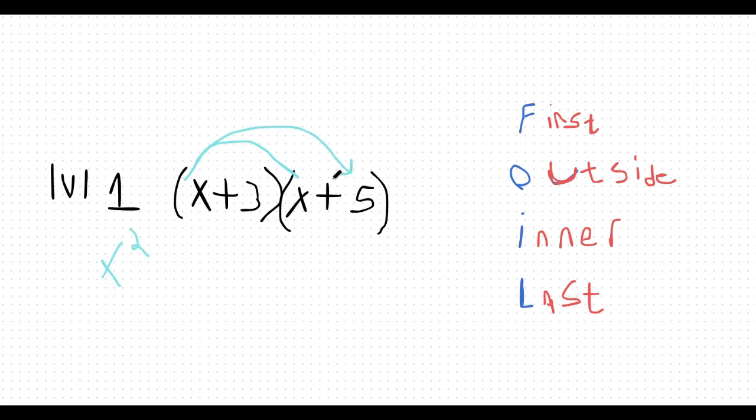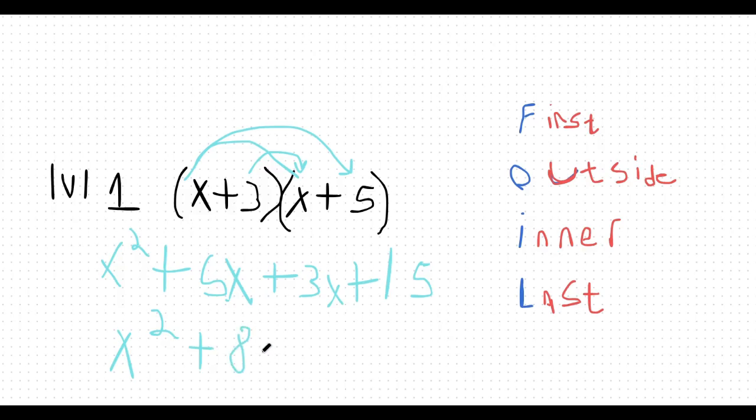x times 5 plus 5x, 3 times x is 3x, 3 times 5 is 15. When you multiply binomials, you'll have like terms to combine. So that's x squared, combine 5x and 3x, 8x, and then you have 15. If you want to see how to combine like terms, I have a video you can check out.